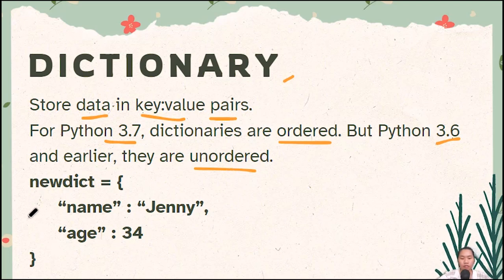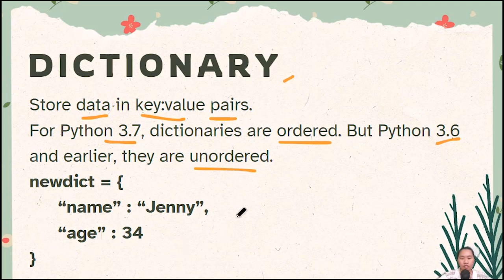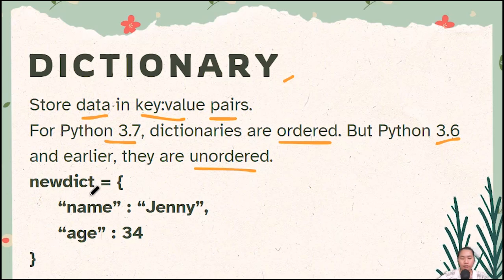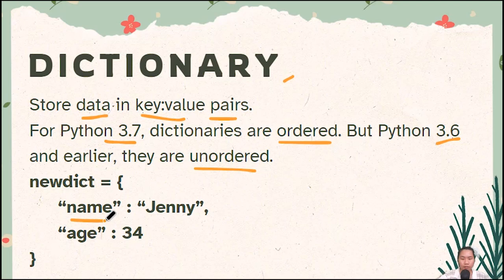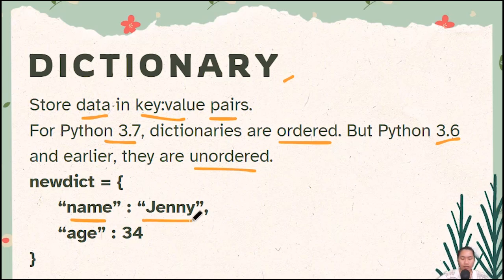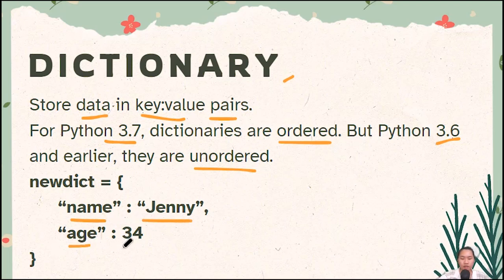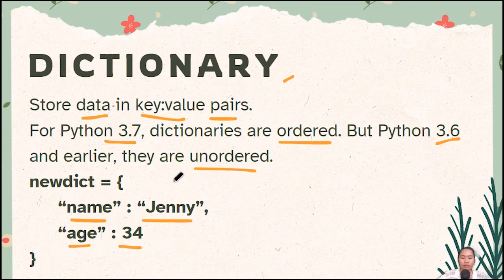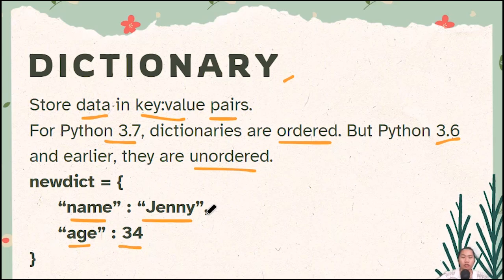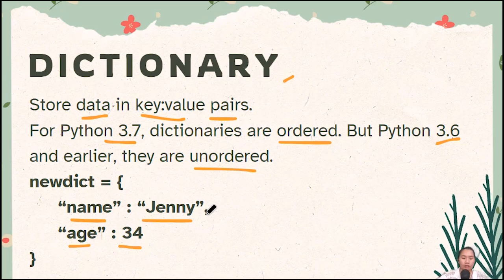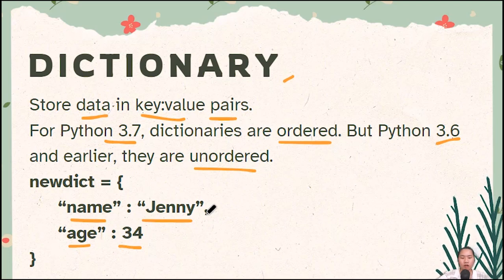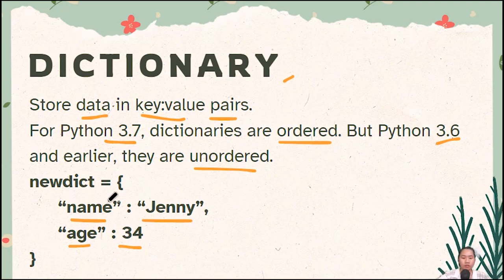So I have a little bit of a demonstration here. We have a new dictionary with the key name and its value being Jenny, the key age and its value being 34. As you can see, you can combine different data types in here. You can join in Boolean, integer, string, float. So it's not only limited to a specific type, but you can put whatever you want in here.